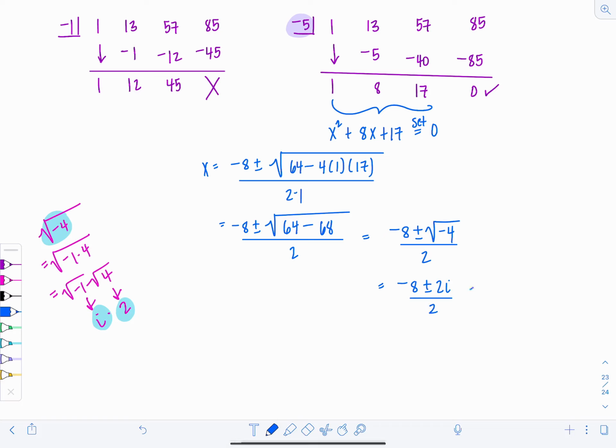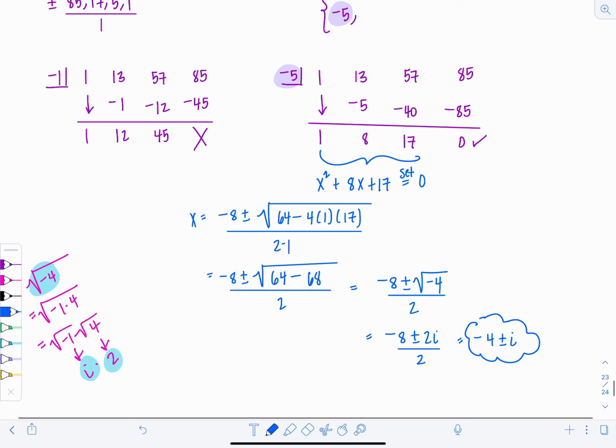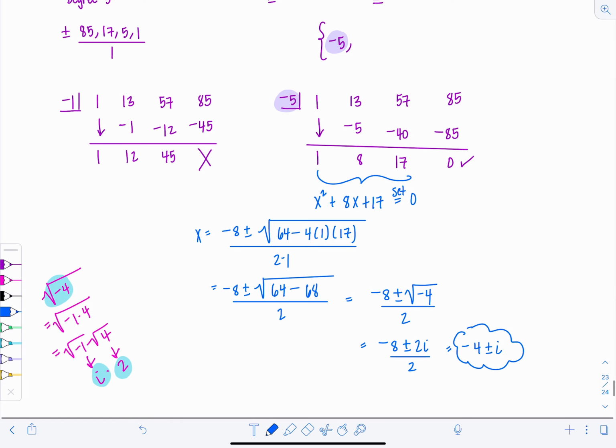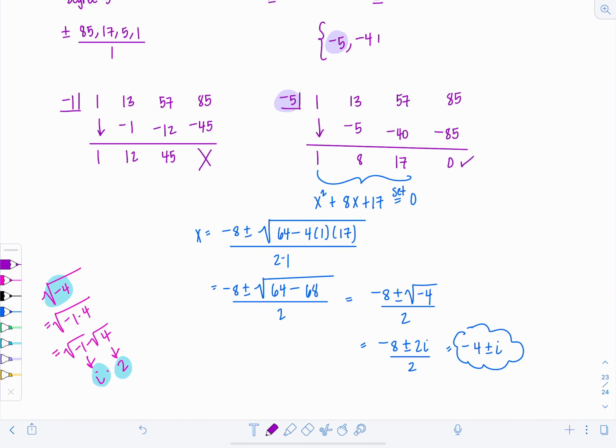And then I can reduce, divide by 2. So this is negative 4 plus or minus i. There's my 2 other zeros. So I got all 3, didn't I? We're so good. So we've got negative 5 in the solution set and negative 4 plus or minus i. You can box that with pride. That was a job well done.